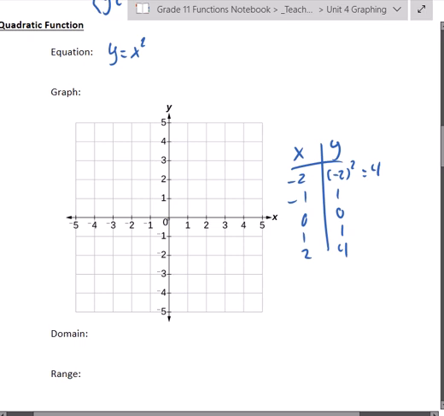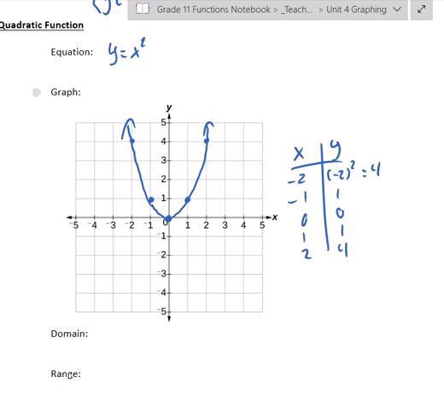So we have (0, 0), we have (1, 1), we have (-1, 1), and we have (2, 4), we have (-2, 4), and then we can create our curve here. The arrows point up. Remember, always put arrows on your function. If your function is going to be continuously moving or progressing in that direction, you need those arrows there. So here's our quadratic function. Again, this is a throwback way back to grade 10.